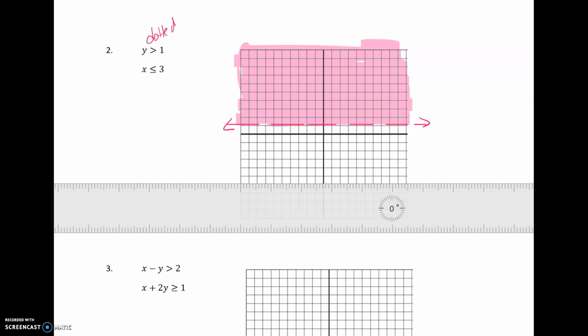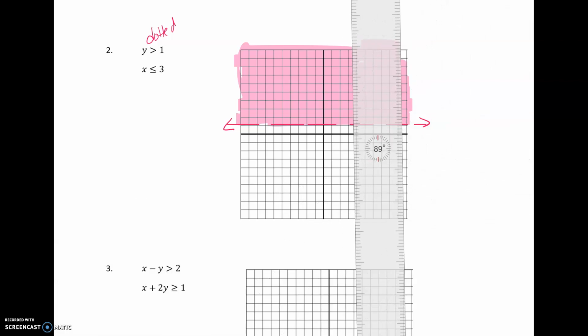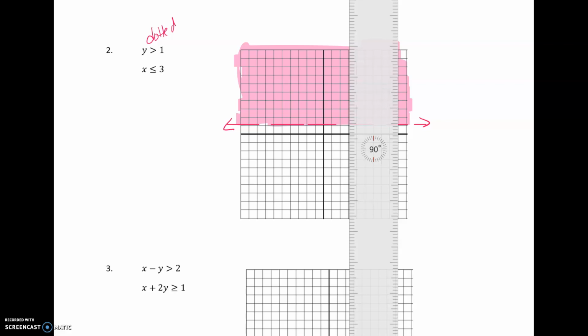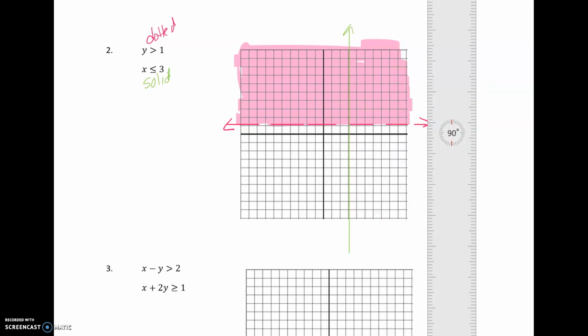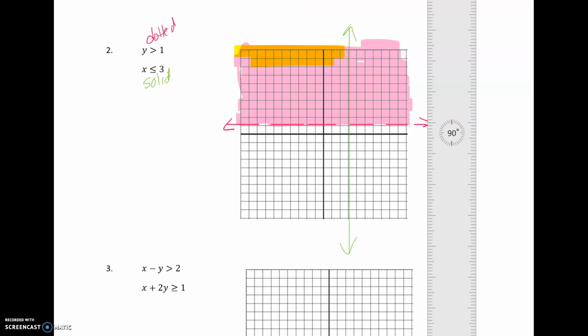And then let's look at x is less than or equal to 3. If I think about that as just x equals 3, I'm going to be making a vertical line through 3, and this is going to be solid. And this says less than or equal to. Well, where are the points getting smaller? To the right or to the left? Definitely to the left. They're getting smaller. All right, so I'm going to go ahead and shade all of this.